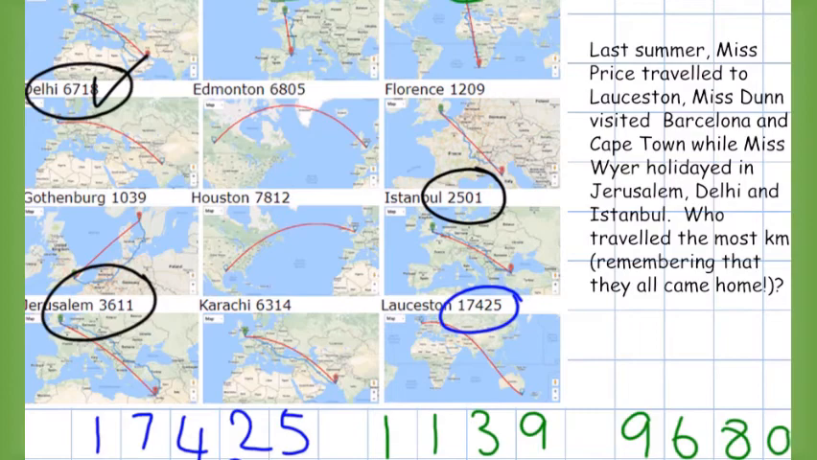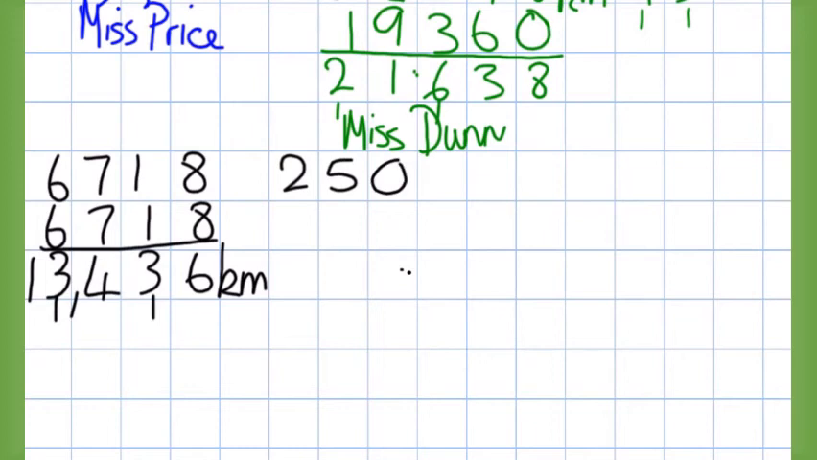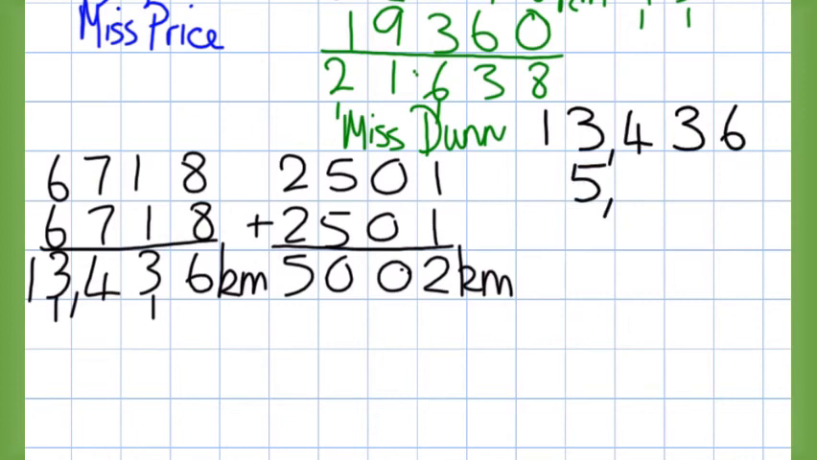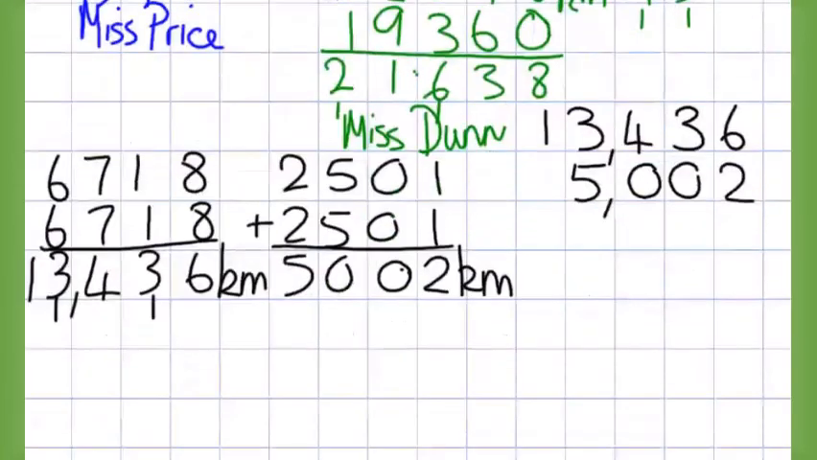She also went to Istanbul, so we'll do that one next. 2,501 kilometres. That's 5,002 kilometres. I'm going to write that down under. No, we'll start a new calculation because that 13,000 is a bit squashed up there. So there's my 13,436. Then I've got my 5,002, but she also travelled to Jerusalem, which is 3,611 kilometres.